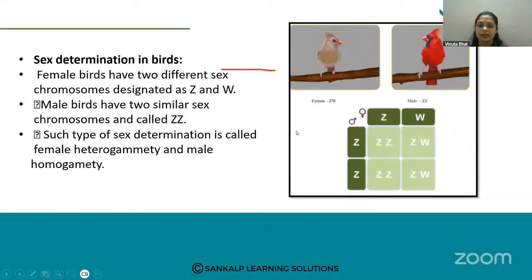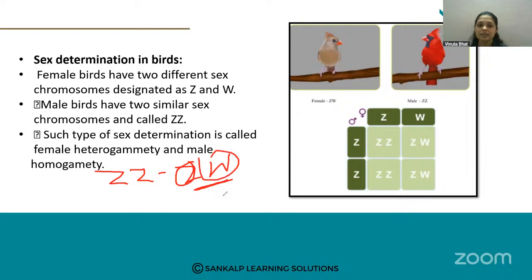Then sex determination in birds, that is ZW type of sex determination, where females show heterogamety. You know the meaning of heterogamety. Females show heterogamety, where Z and W type of gametes are present in the female egg, and ZZ type of sex determination is found in the males. Here males are homogametes. That we already studied in the last class.